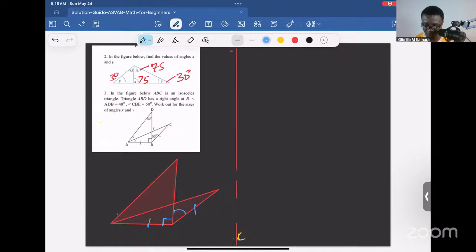Then this other angle is given as 50. And this is Y. Then this one is X. This angle is 40. Now let's label. We have this as A, this as B, C, this is D, and E here. All right, so let's solve. We need X and Y.